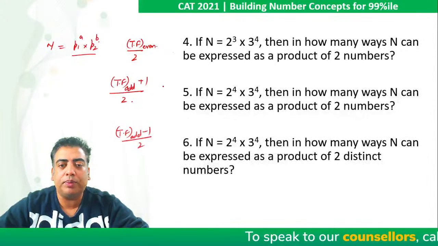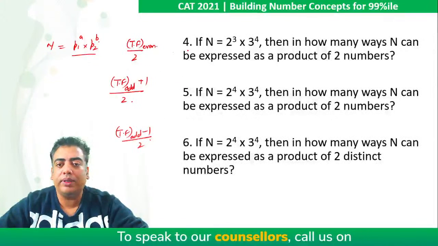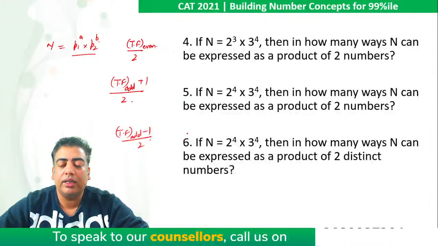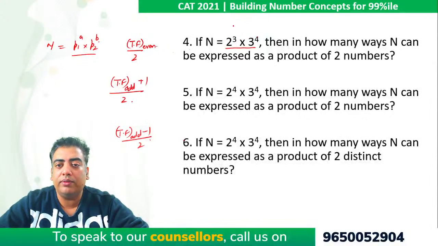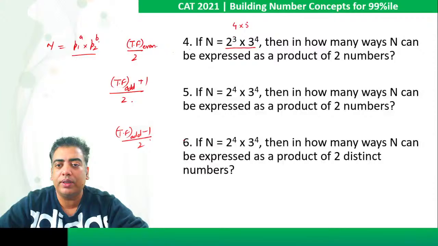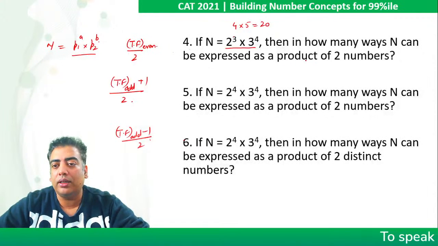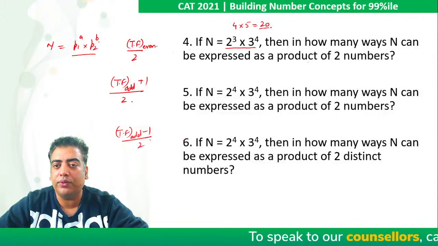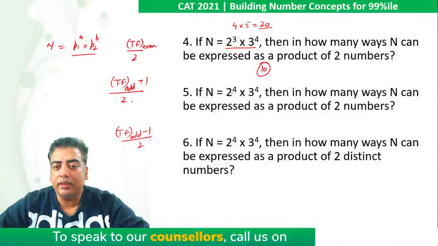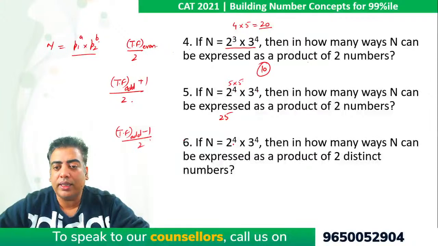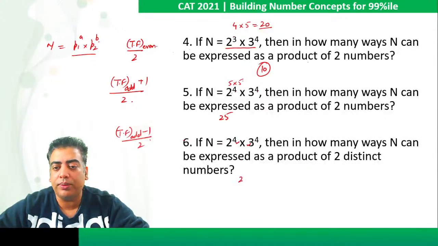So in order to explain all 3 cases, I have taken 3 examples here. In this example, the number of factors comes out to be 4 into 5, because I am adding 1 to the powers, which is 20. So the desired number of pairs will be half of 20, which comes out to be 10 in number. Now in this case, the number of factors is 5 into 5, which is 25. In this case again, the number of factors comes out to be 25.